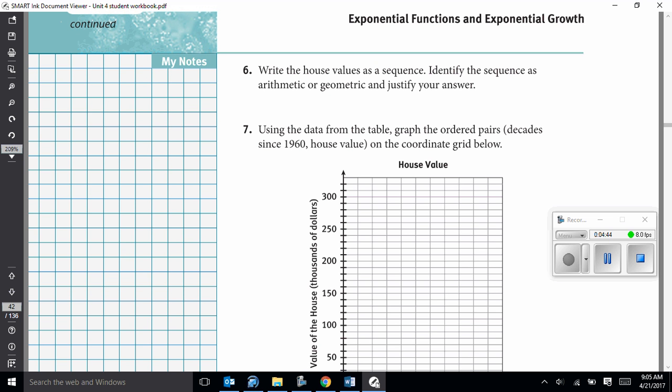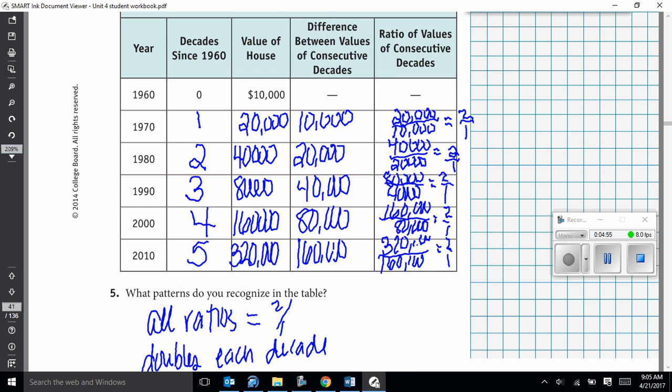Write the house values as a sequence, identify the sequence as arithmetic or geometric, and justify your answer. So looking at your table, how would you classify this? Is this an arithmetic sequence or a geometric sequence? With a geometric sequence, what are we doing? We're multiplying. And in this case, what are we multiplying by? 2. And if we were to write this as a geometric sequence, we need to know our starting value, right? So how much are we starting with? We're starting with 10,000.